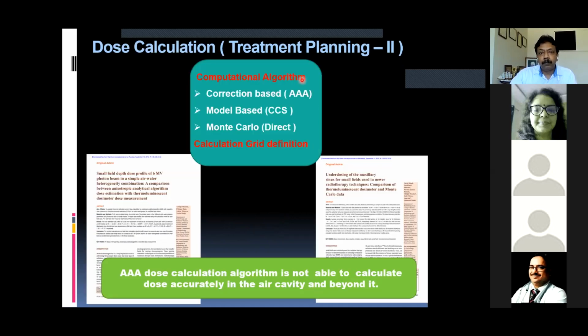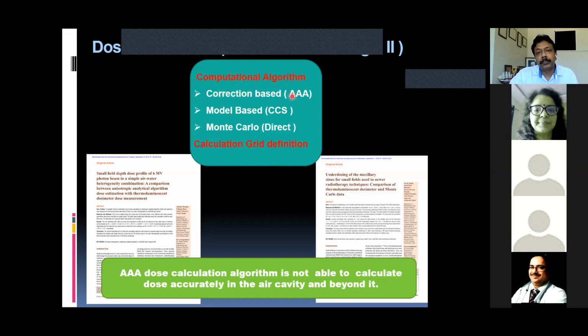Next is dose calculation. All the latest treatment planning systems are based on various dose calculation algorithms, so you have to select the dose calculation algorithm properly. Calculation grid definitions also need to be selected during dose calculation, and if you only change the computational algorithms, you may land up with different dose distribution results.